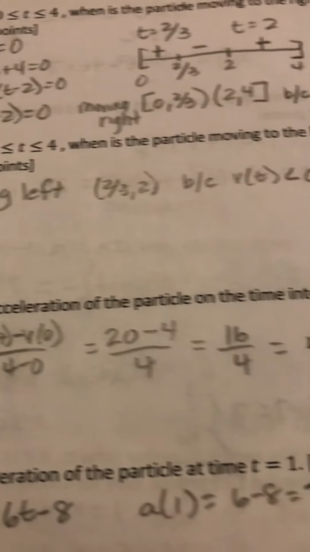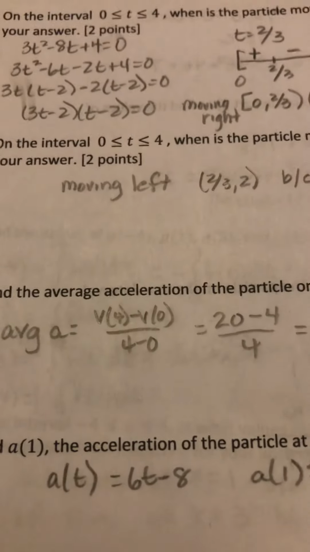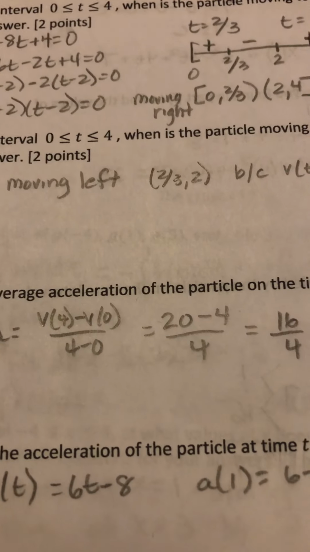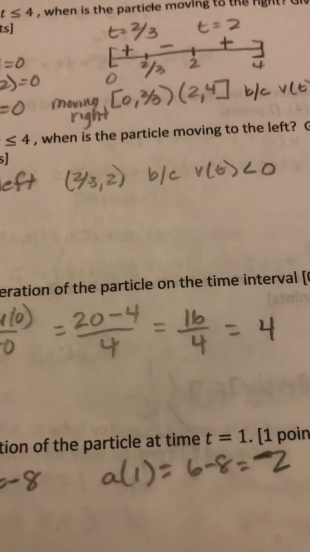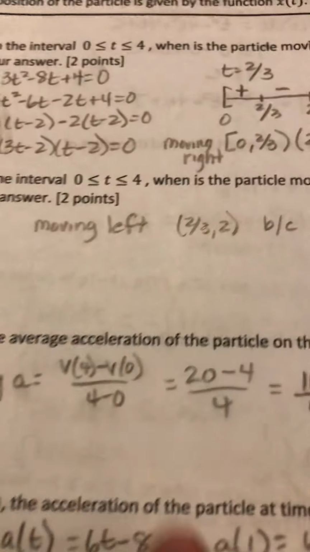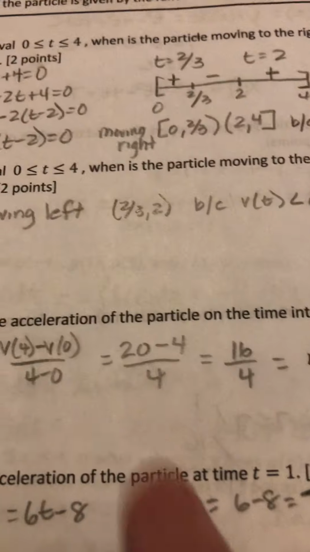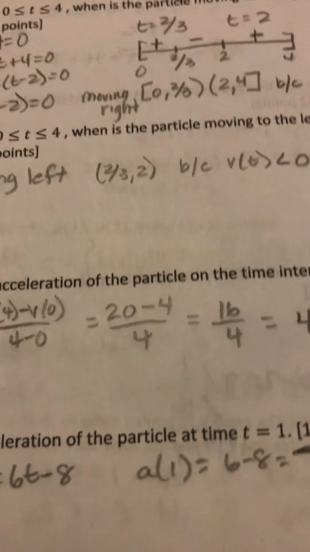Part C, average acceleration. Average acceleration is the average rate of change of the velocity. So you just do the velocity at 4 minus the velocity at 0 over 4 minus 0. Be careful with your arithmetic. Remember, for the AP, you can stop right there. You don't have to go all the way down to 4. You can leave it at 20 minus 4 over 4.